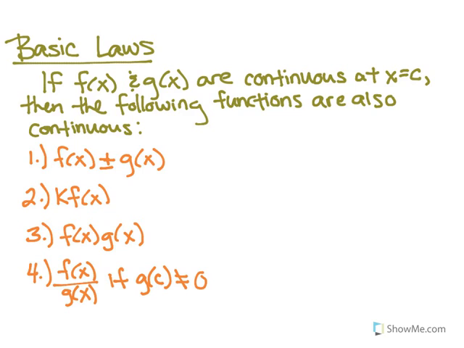If we take those two functions and multiply them together in number 3, that function, its product, will also be continuous. And last but not least, if we have the quotient of the two, it will be continuous as long as g of c is not 0, because if we divide by 0, math explodes.